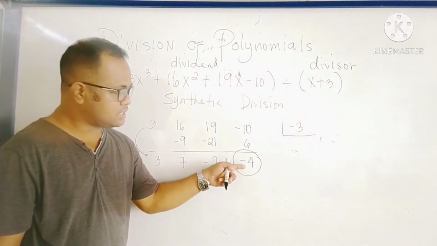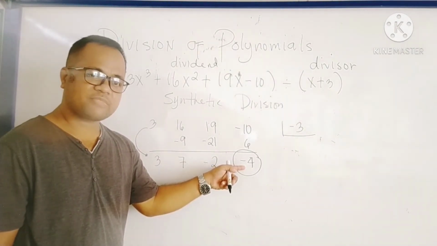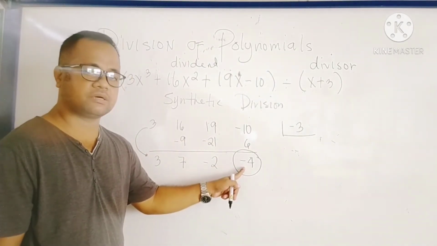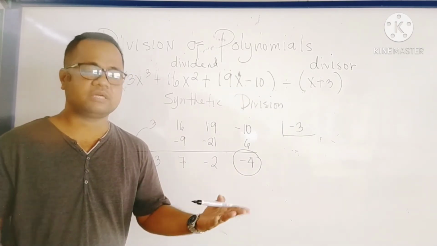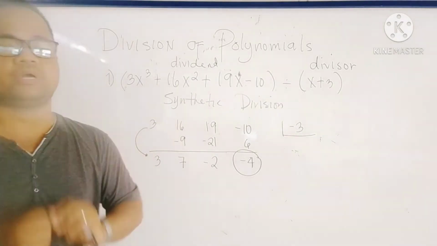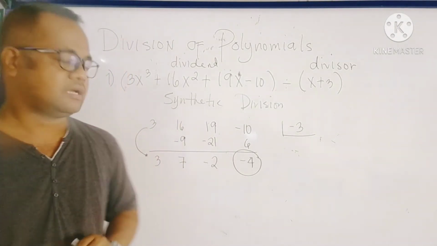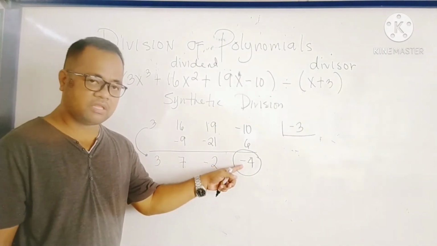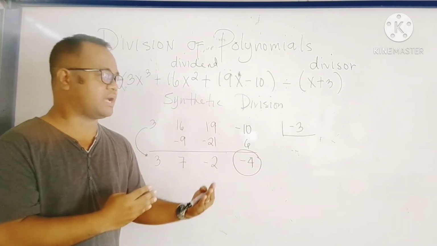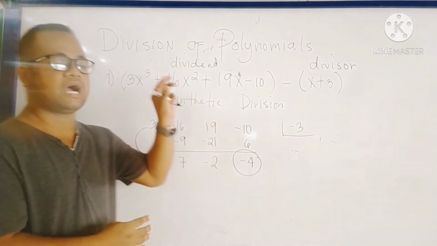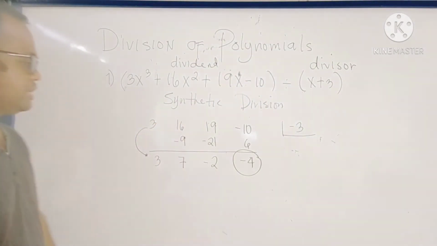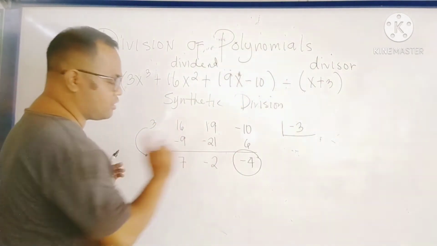If the resulting difference of the last part here is 0, it means that there is no remainder, or the divisor is a factor of your dividend. Okay? But since there is a remainder which is negative 4, it means that our divisor x plus 3 is not a factor of our dividend. Okay? So now, this is the resulting coefficient.